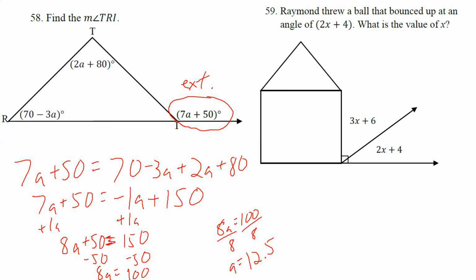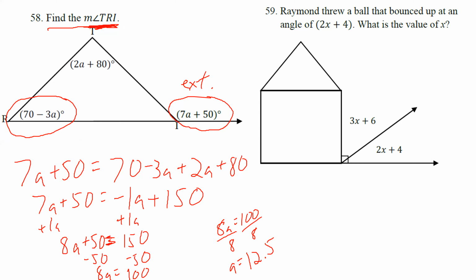Now, is that our final answer? No. So on this one, we have to be careful because we solved for a, but they said find the measure of angle TRI. So TRI is this angle over here. We have to take that answer of 12.5 and plug it back in. So we get 7a minus 3 times 12.5. Let me make sure I didn't make a mistake, because it seems odd that they'd give you a decimal answer there. No, that's what they got as well.